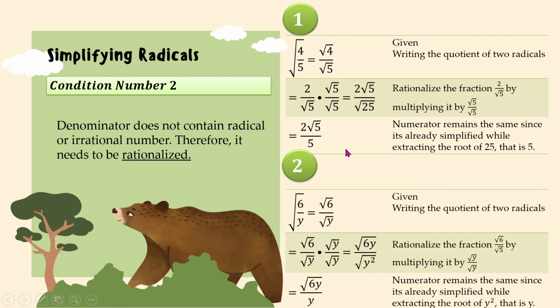Second example. The given there is square root of 6 over y, then separate quotient, no? That is equal to the square root of 6 over the square root of y.